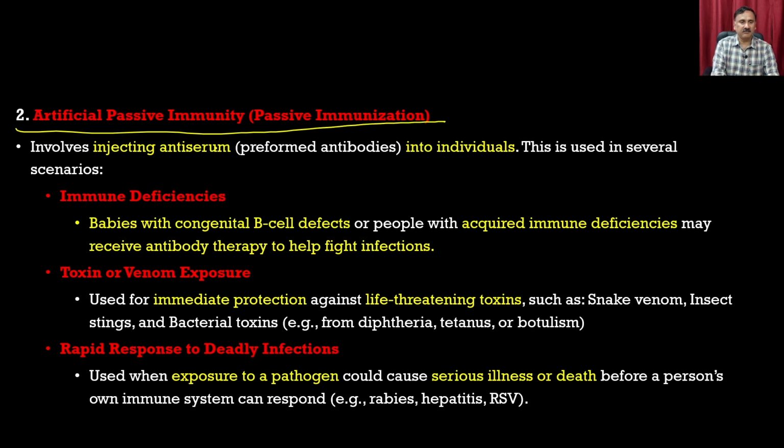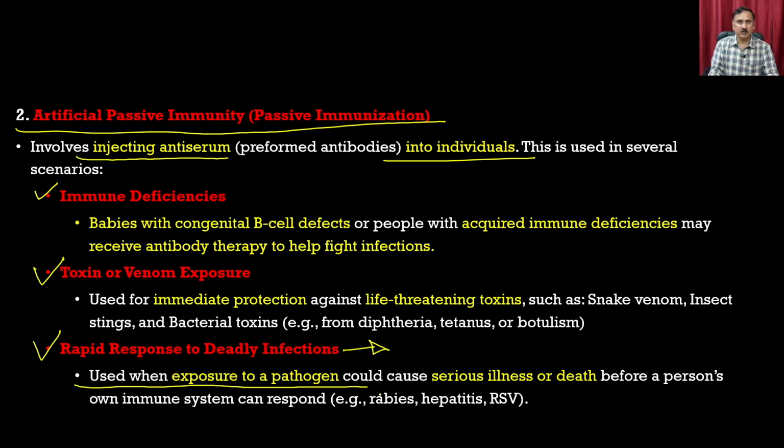So in artificial passive immunity you are going to inject antisera into the individual. There are several scenarios, like you can have immune deficiency, you can have toxin or venom exposures, or you can have rapid responses to deadly infections such as COVID-19 or the coronavirus. So when you are exposed to a pathogen, it can cause a serious illness or death before a person's own immune system can respond.